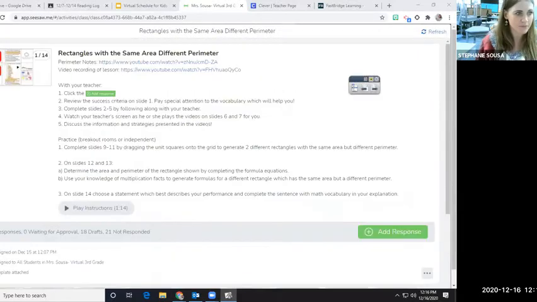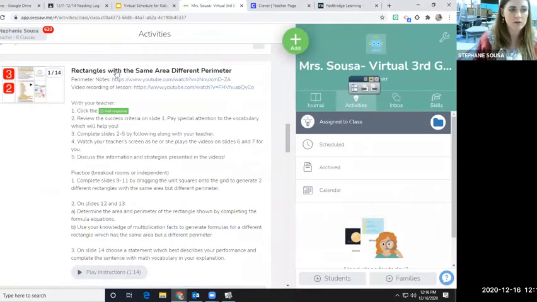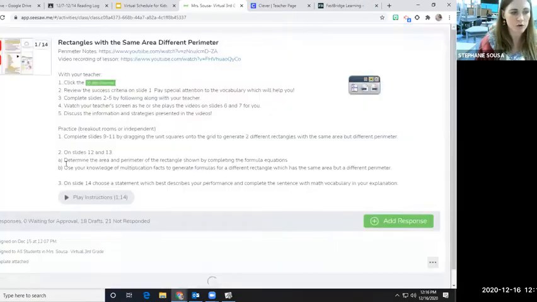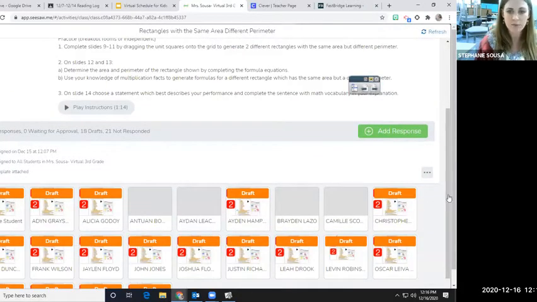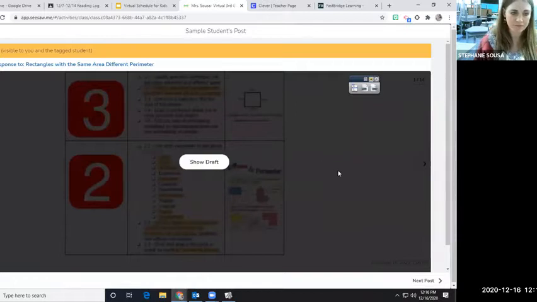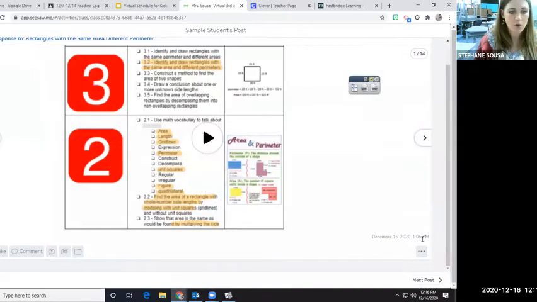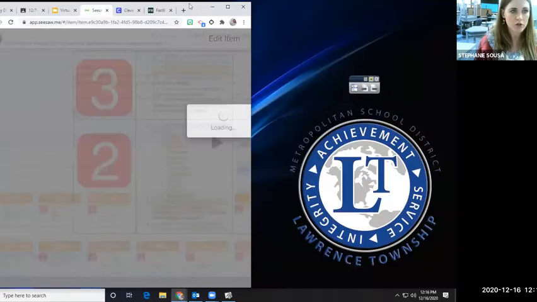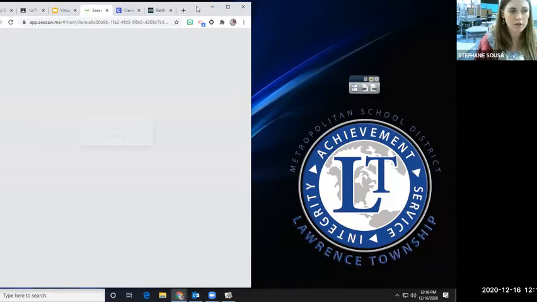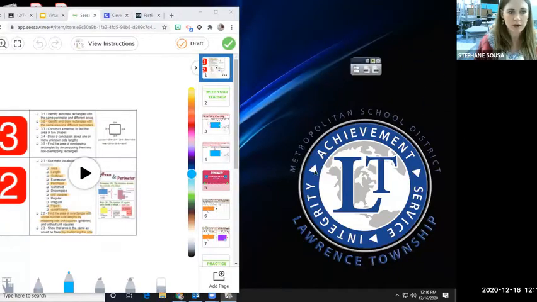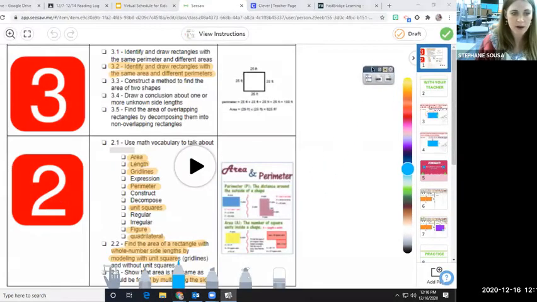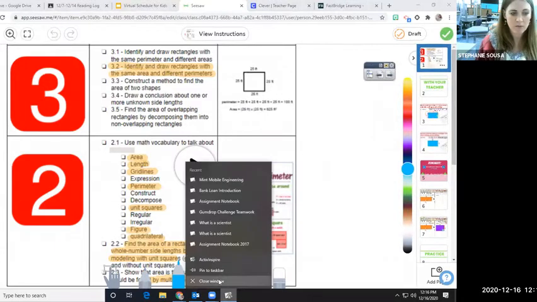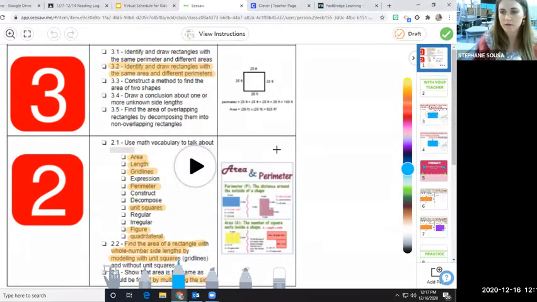Dang, that stinks. All right, you are on rectangles with the same area and different perimeter. You are going to click on finish your response. And we're going to pick up with where we were yesterday. Remember, as always, I recommend while we are working on things together on Zoom, that you make your screen smaller so that you can keep your Zoom over here and see what I'm doing while you are working. I'm going to keep my screen big. That way you can be sure to see easily.